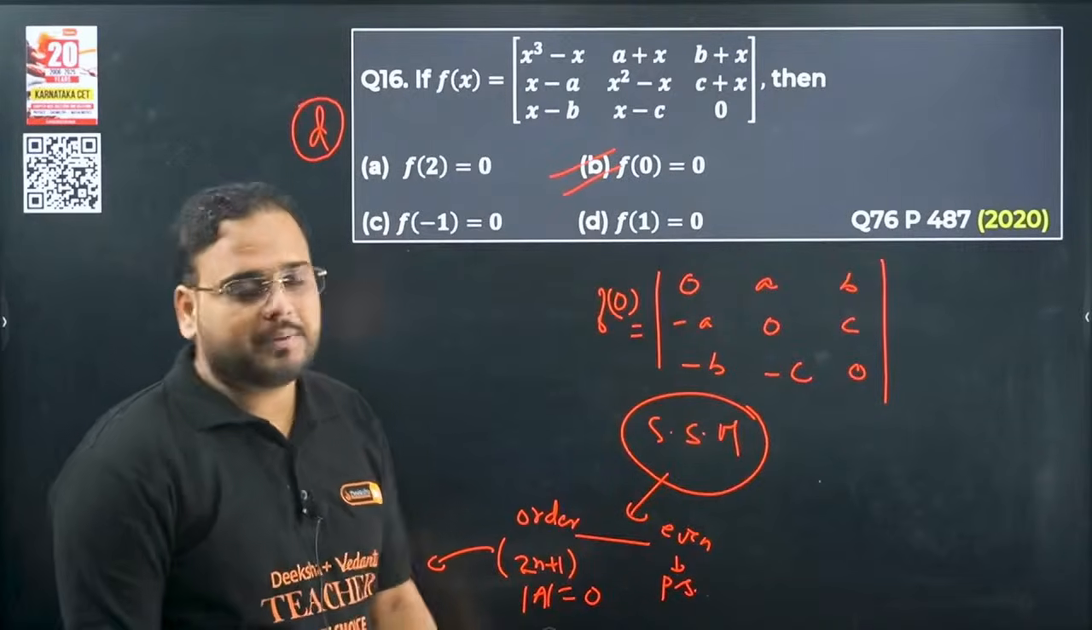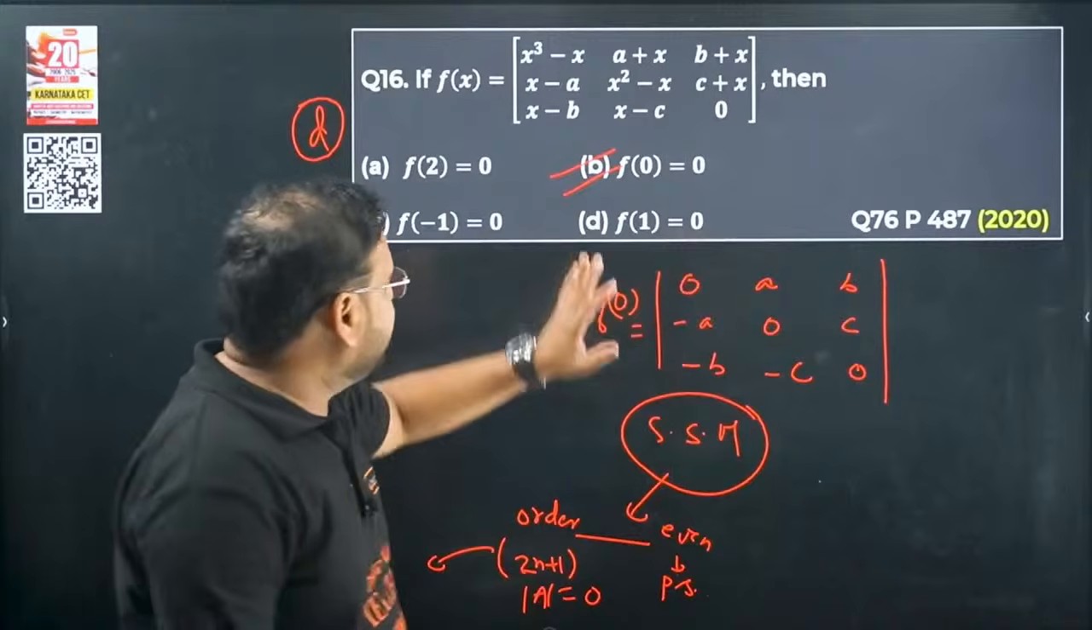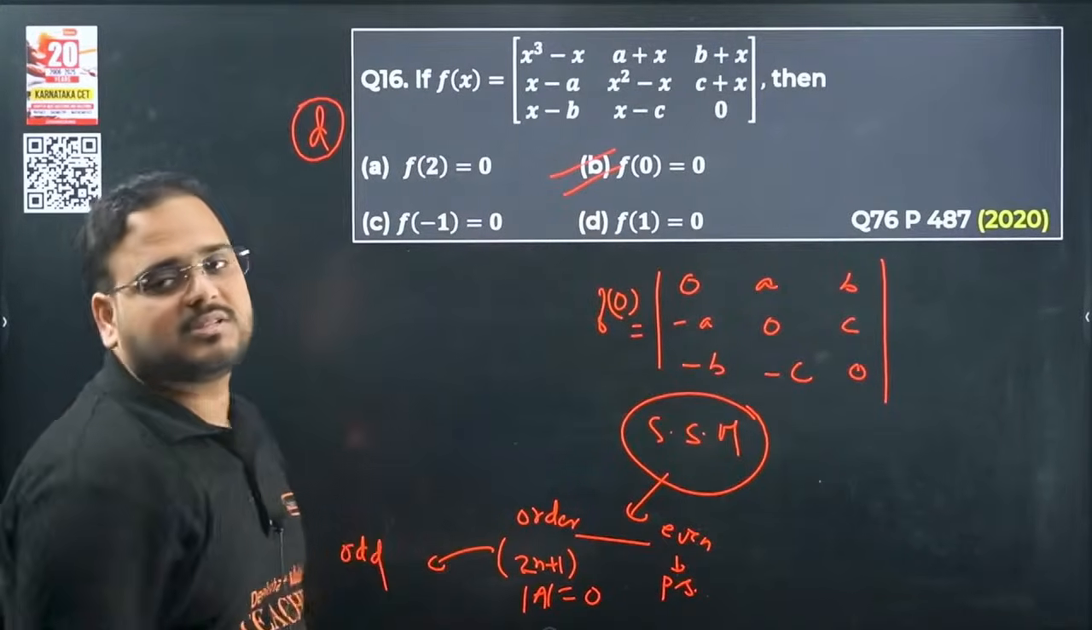Option D. Okay. So why didn't you do 1 and minus 1 and 2? We're going to do that. If this doesn't work out, we'll move on to 1 and minus 1 and 2. But usually the simplest one works in the questions.